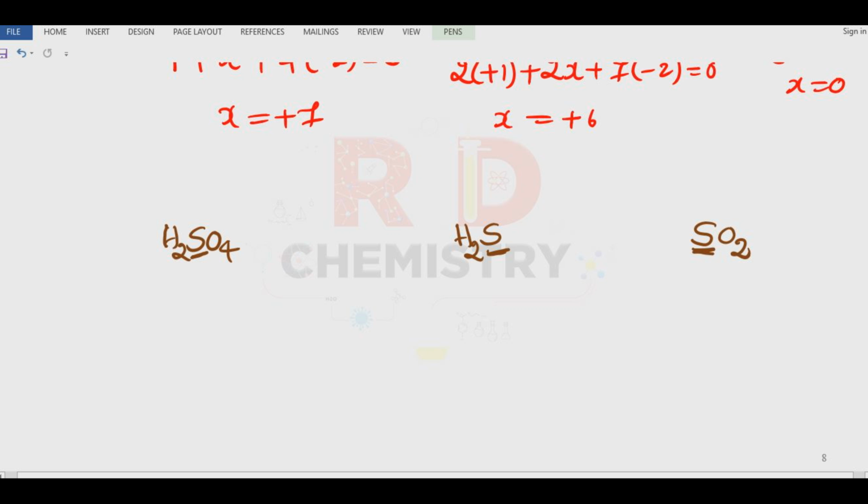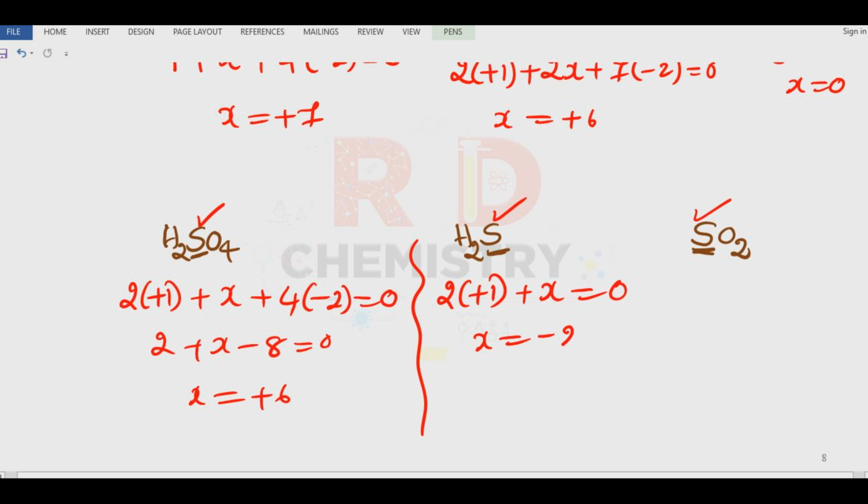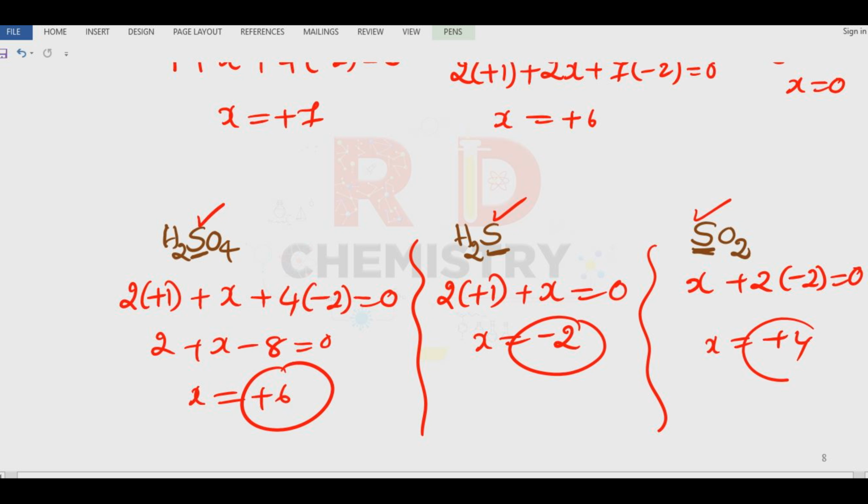Now we'll go for sulfuric acid. We have to calculate for sulfur. Sulfur has variable oxidation states. 2 into hydrogen plus 1, sulfur is x, plus 4 into oxygen minus 2, total is 0. So 2 plus x minus 8 is 0, therefore x is equal to plus 6. Sulfur can be plus 6. Hydrogen sulfide: 2 into hydrogen plus 1, sulfur is x, total is 0. So x is equal to minus 2, possible, right? Sulfur here, let it be x, plus 2 into oxygen minus 2, total is 0. x is equal to plus 4. So sulfur can have variable oxidation states. Clear?